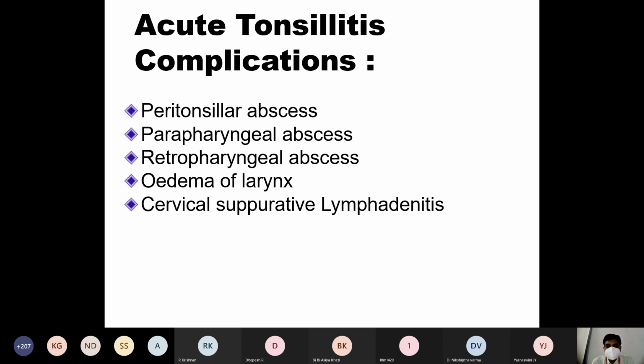So, peritonsillar abscess, as I mentioned in one of the previous classes, is also known as quinsy. It is the infection of the potential space between the tonsillar capsule and the pharyngobasilar fascia, and there can be collection of pus there with bulging of the tonsil. We will be discussing it in the upcoming class.